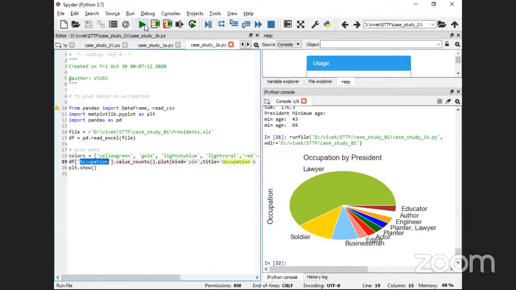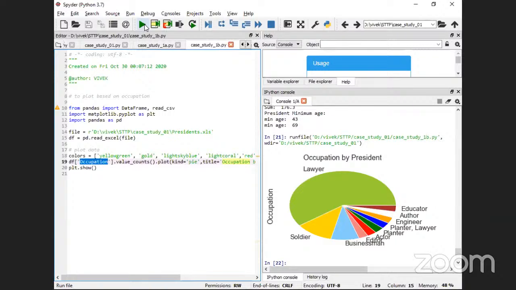So by this pie chart, we can do some inference. Let's say, for example, if you want to infer the top 2 occupations of US presidents, we can conclude by this, saying that lawyer and soldier. And the third occupation, we can say, let's say, businessman. So likewise, you can do some small inference from this data set.